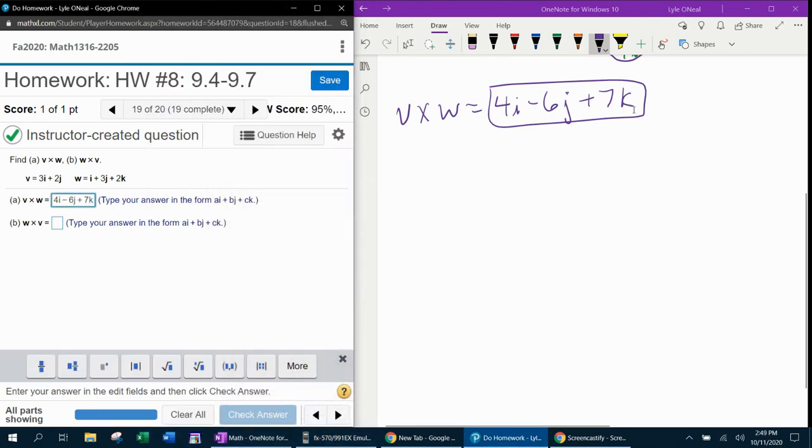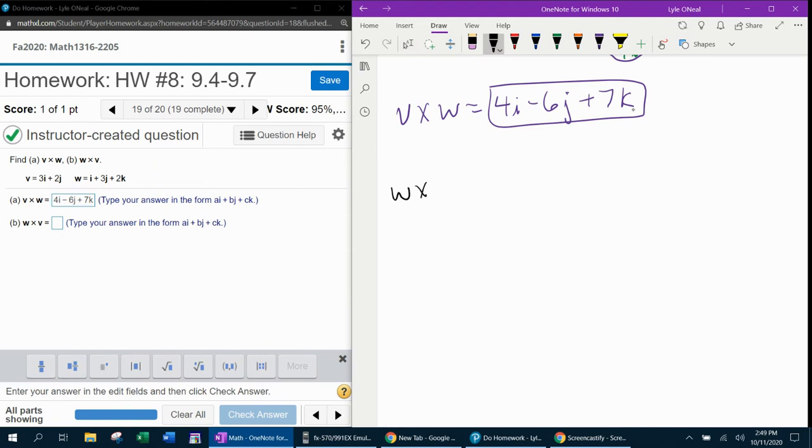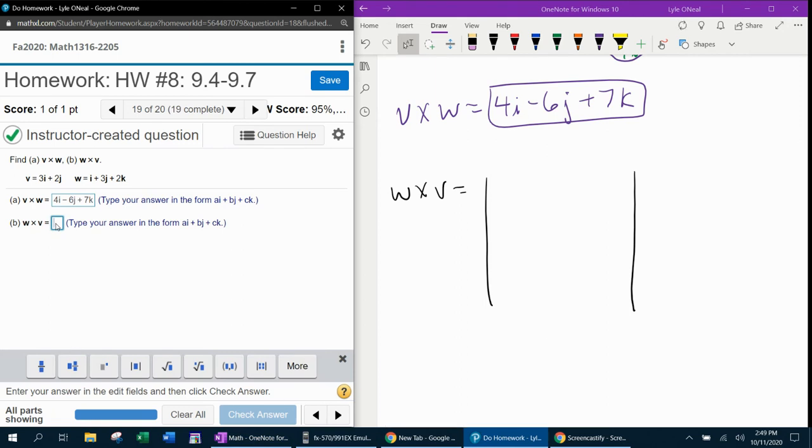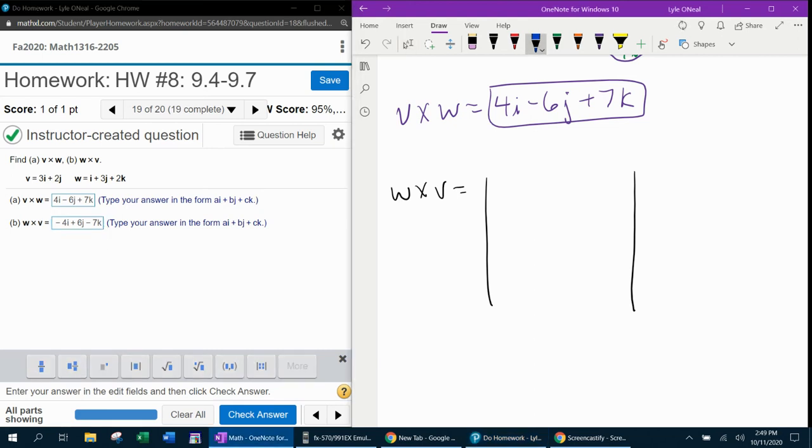Now we need to do W cross V. Again, we're going to use determinants. And I'm going to make a prediction about what I think W cross V is going to be. I think it's going to be minus 4I plus 6j minus 7k. That's what I think it's going to be. And some of you are looking and noticing how I got that. Okay, now let's see if I'm right.